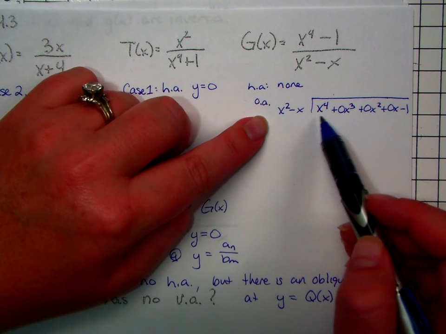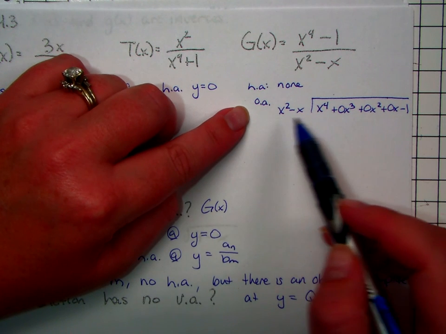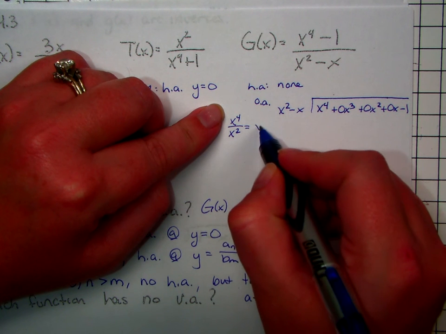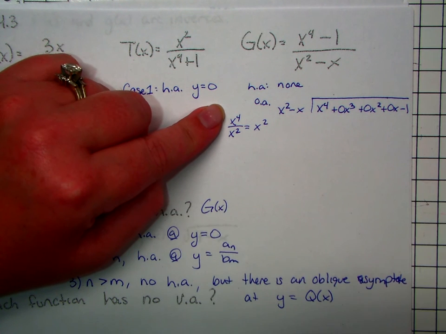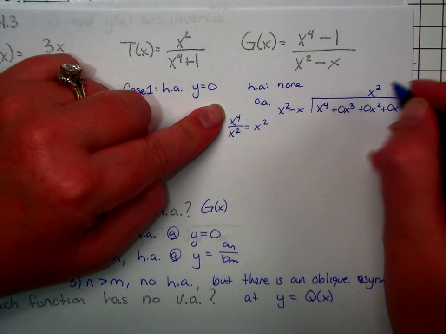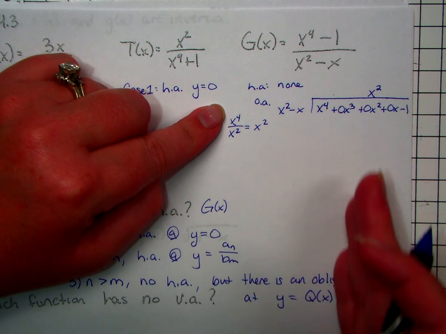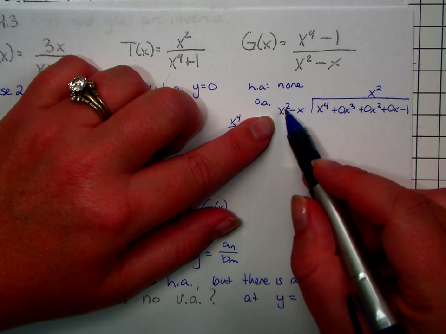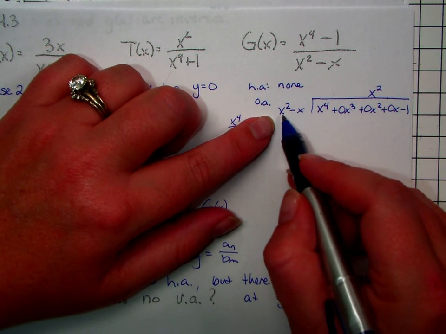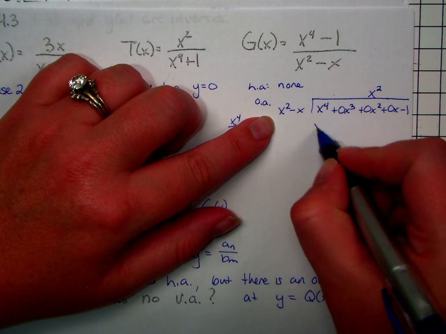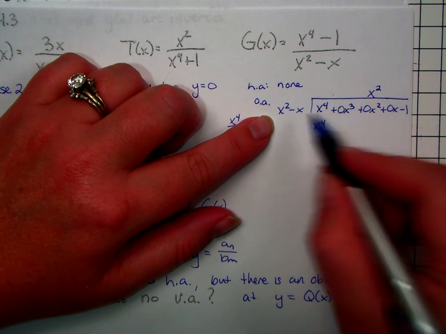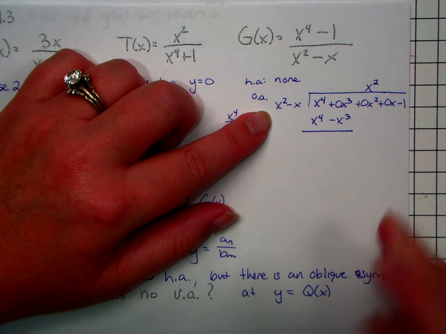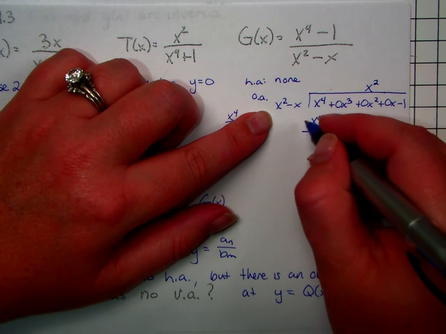Okay. So I'm going to first divide first term by first term. So if I divide x to the fourth by x squared, I get x to the second power. Okay, so I'm going to line that up here with the x squared. I like to keep all my x squared terms in a line. Okay, so then I'm going to multiply x squared times my divisor. So x squared times x squared is x to the fourth. X squared times negative x is negative x cubed. Right? I know it's been a minute, but we have to review this.